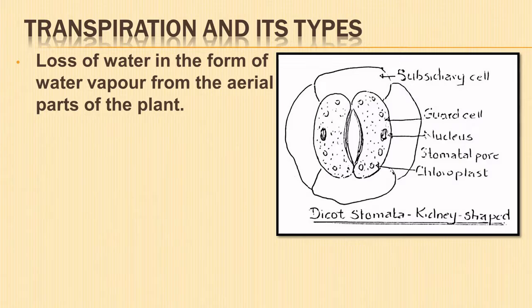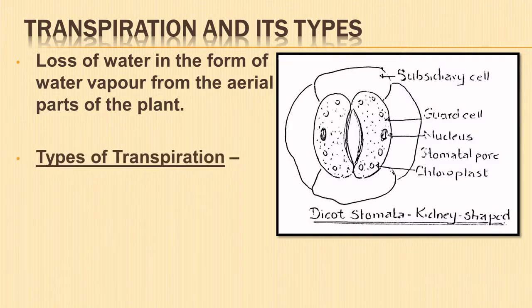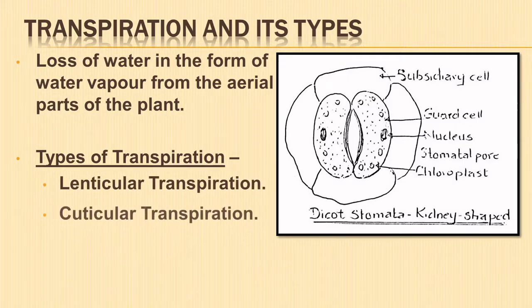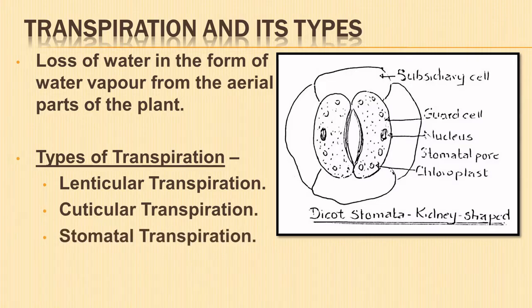Loss of water in the form of water vapor from the aerial parts of the plant is known as transpiration. The different types of transpiration are lenticular transpiration, cuticular transpiration, and stomatal transpiration.